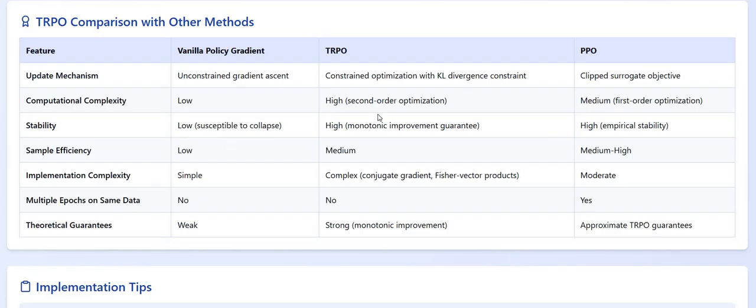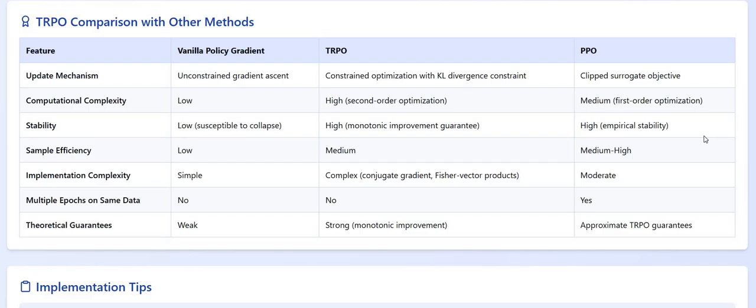TRPO, on the other hand, puts a hard limit on how much the policy is allowed to change. It uses second-order optimization, which is heavier, but you get the benefit of more stable and reliable updates. The trade-off is computational complexity and implementation effort. It is not the easiest thing to code up from scratch.